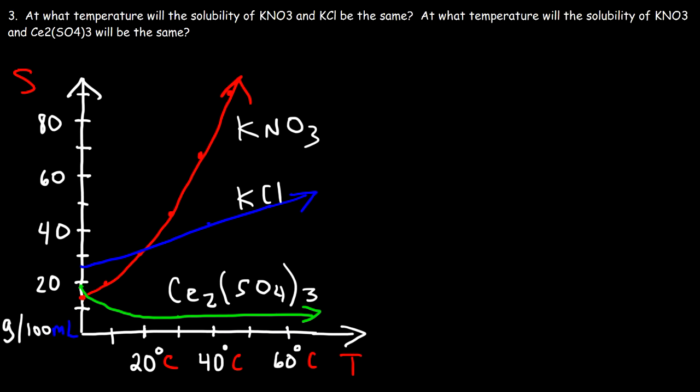At 20 degrees Celsius, the solubility of those two substances will be the same. Now, what about the second part of the problem? At what temperature will the solubility of KNO3, the red line, and cerium sulfate, the green line, be the same? So look for the point of intersection between the red line and the green line. So that's a temperature that's between 0 and 10. It's very close to 0, so we could say maybe it's 1 degree Celsius or 2 degrees Celsius. Based on the graph, we can't get an exact number, so all we could do is estimate the temperature.